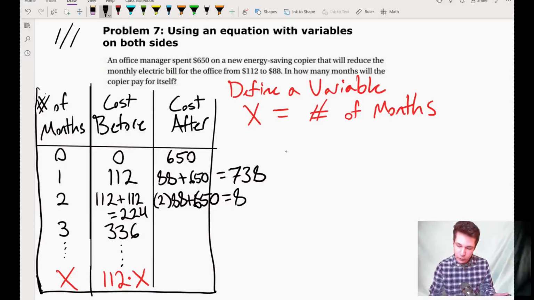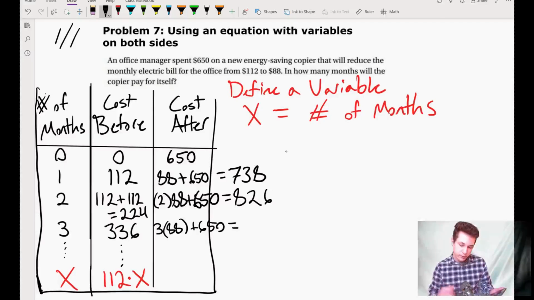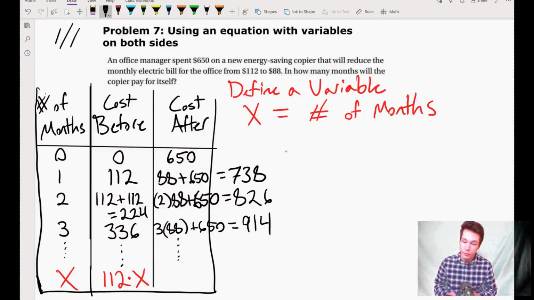We get 826 total. On the third month, we could take 3 times 88, add the 650. 3 times 88 plus 650 is 914. Okay, so you can see that at first, it's going to cost way more. We can still write an expression though, because since we are spending less per month, eventually we'll get that $650 back. So let's write an expression for this.